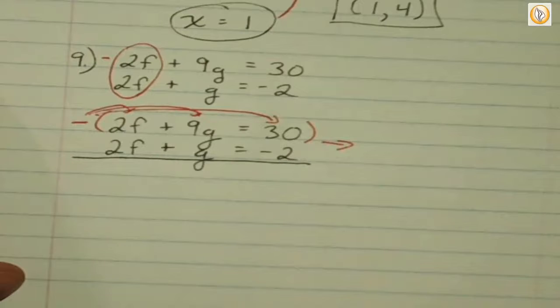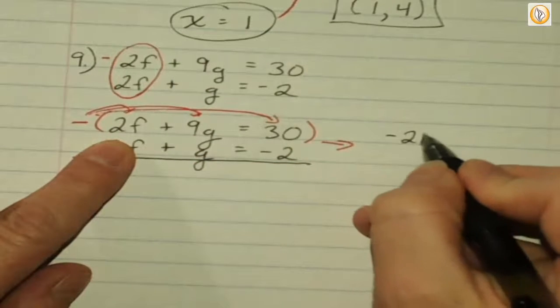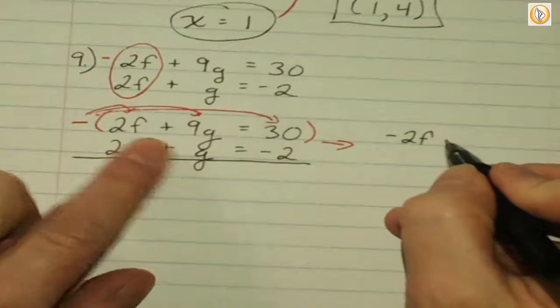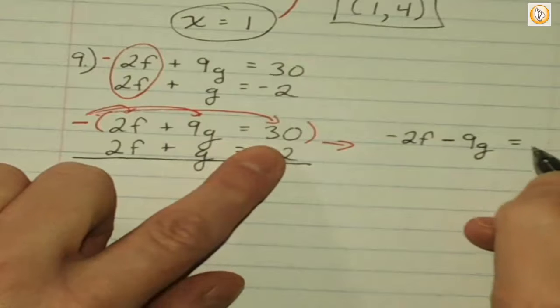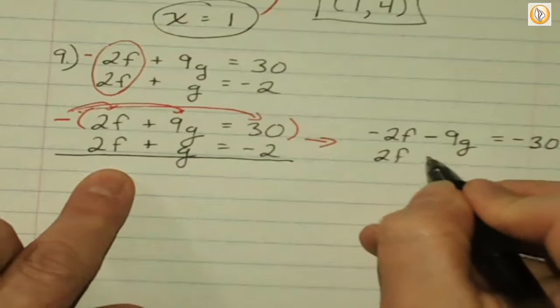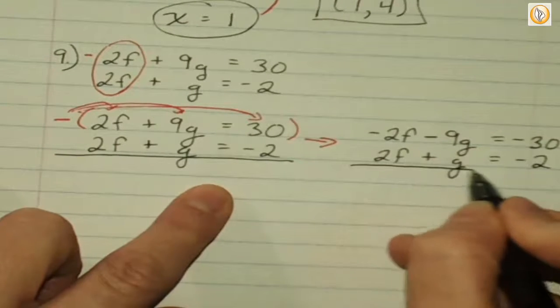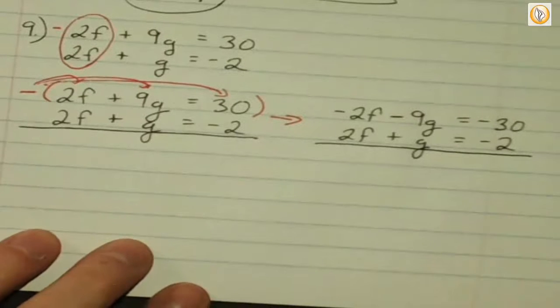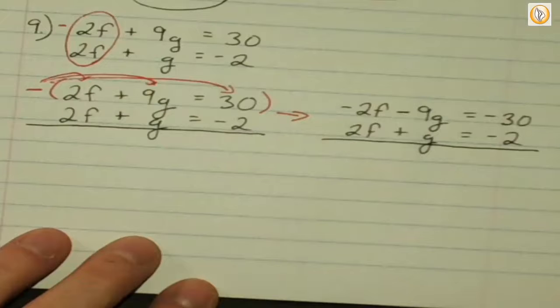So now I'm going to rewrite my problem. Instead of positive 2f, I have a negative 2f. Instead of a positive 9g, I now have a negative 9g. Equals. Instead of a positive 30, I now have a negative 30. And then I'm just going to rewrite this as it was. Again, you could use the top or the bottom. Does everyone understand that before I move on? Ask questions if you have any.